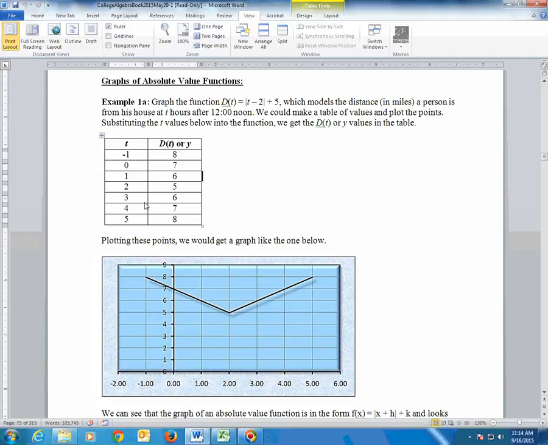So I'm just plotting some points. Like, let me do another one here. Let me say I put 4 in here. 4 minus 2 is 2. Absolute value of 2 is 2. It keeps it positive. 2 plus 5 is 7.